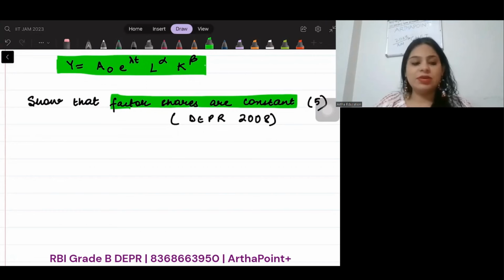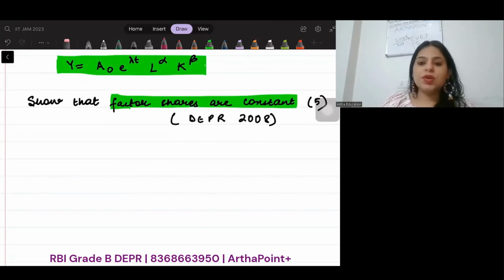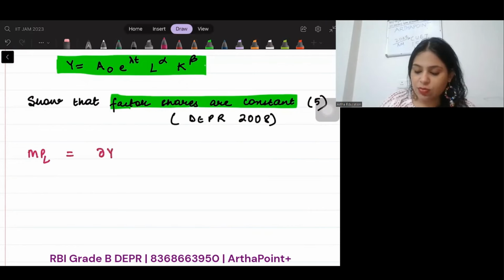The share of labor is alpha and the share of capital is beta. You should know this much. But still, we want to prove this. To go about it, let us start with the marginal product of labor, which is how output changes as labor changes.